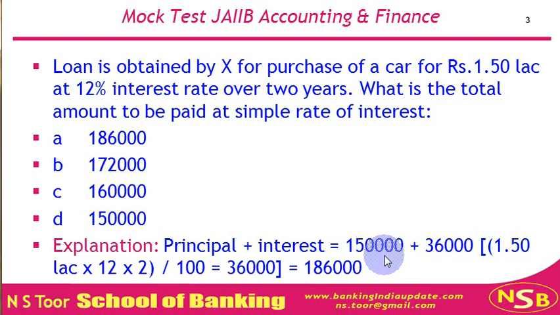So 1,50,000 plus 36,000 is 1,86,000, that is our answer. So option A is the correct answer. Let us now go to the next question. Friends, you can pause the video anytime and you can again see it by rewinding.